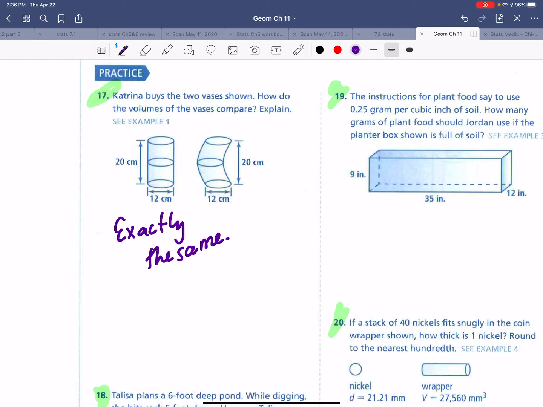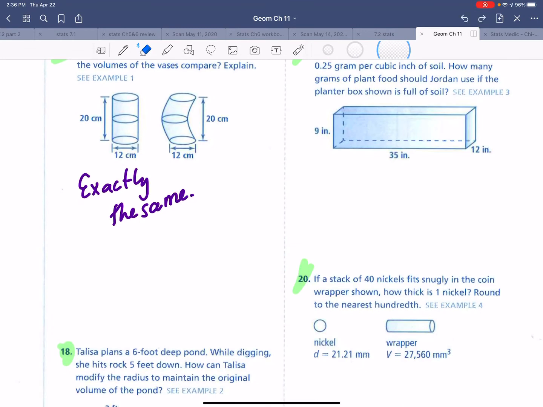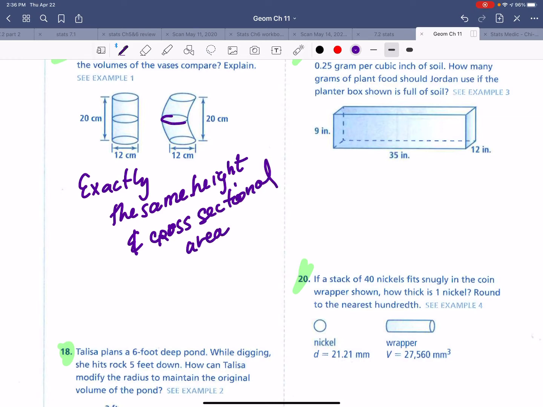So Cavalieri's principle states that if two 3D objects have the same height, all right, so I just want to make sure I wrote down same height, and same cross-sectional area, I think of that as like a coin. This coin and this coin are the same at every level, and it's like at every level, yes. Then, yes, same volume.